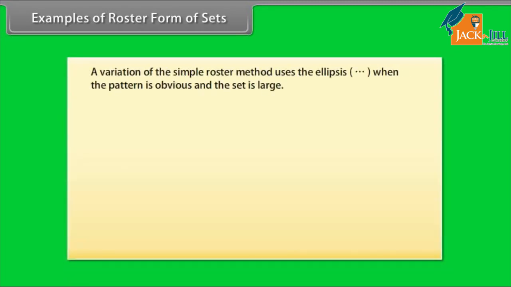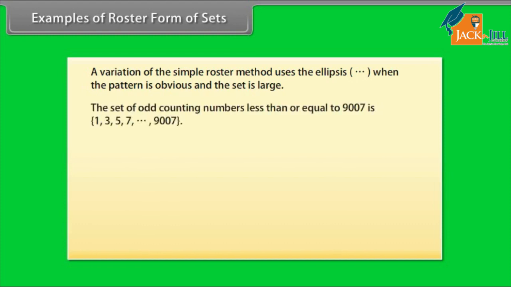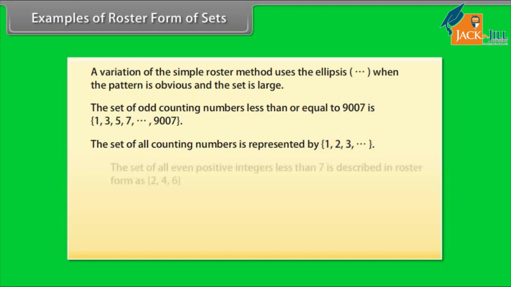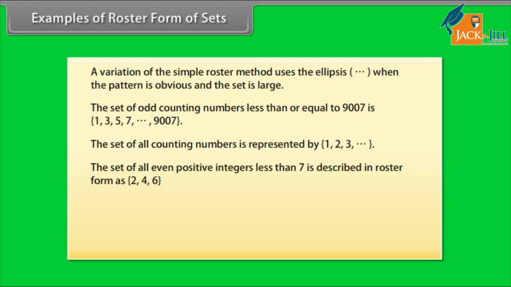Examples of roster form of sets. A variation of the simple roster method uses the ellipsis when the pattern is obvious and the set is large. The set of odd counting numbers less than or equal to 9007 is {1, 3, 5, 7, ..., 9007}. Set of all counting numbers is represented by {1, 2, 3, ...}. The set of all even positive integers less than 7 is described in the roster form as {2, 4, 6}.